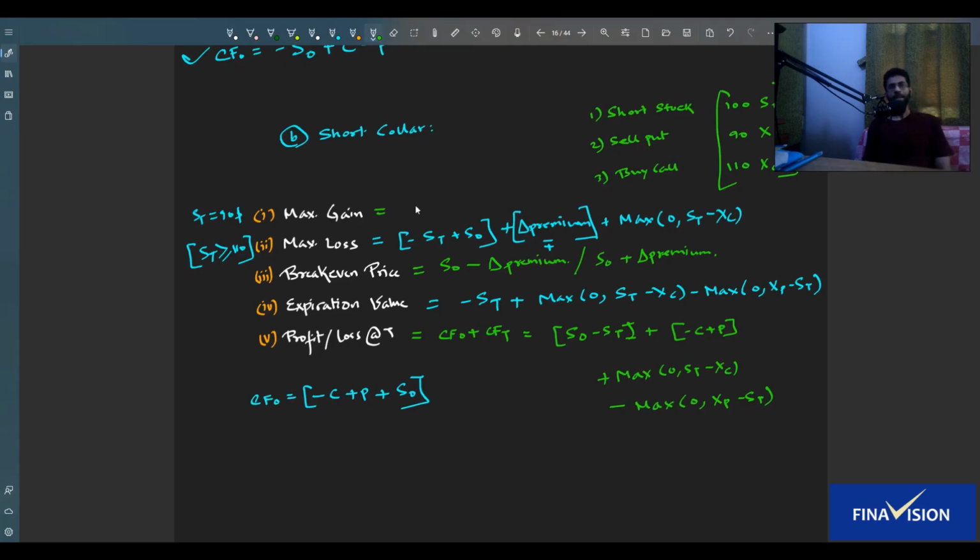And the maximum gain is equal to S0 minus XP. That is the difference between the initial stock price at which the stock was shorted and the strike price, plus the difference in premiums, right? Now, when we are writing the difference here, we are actually incorporating the sign also within this delta value, because if it is negative, the gain is reduced. If it is positive, the gain is increased, right?